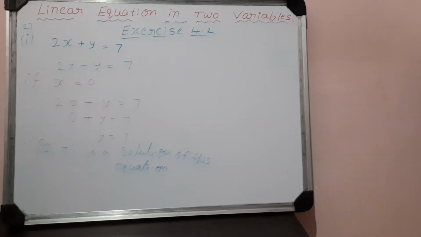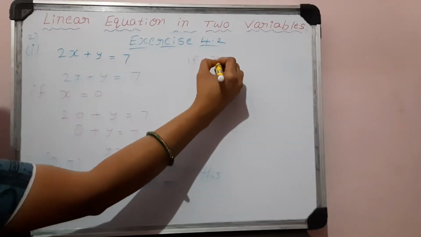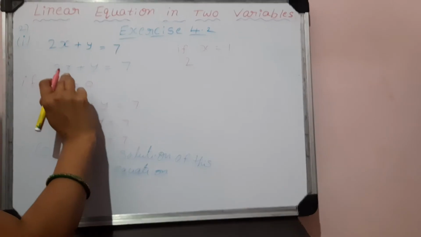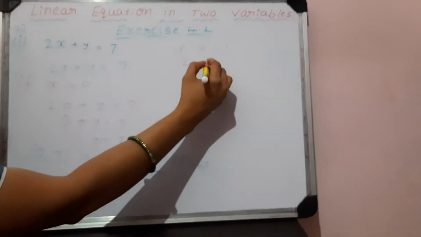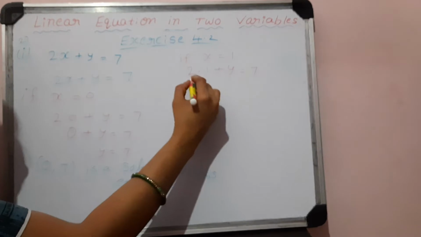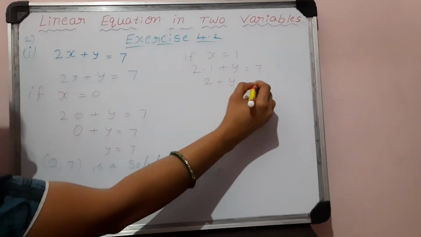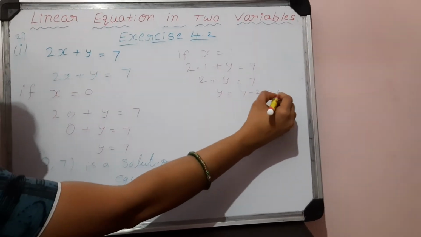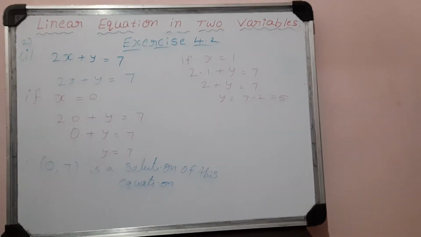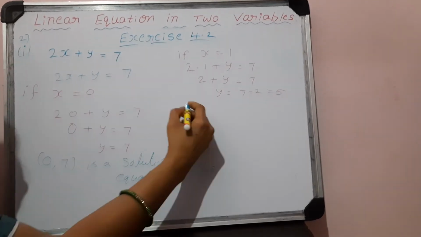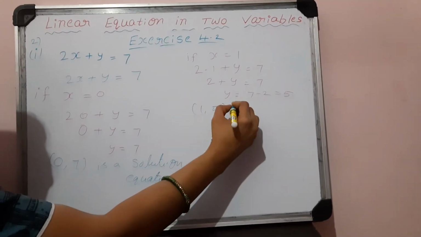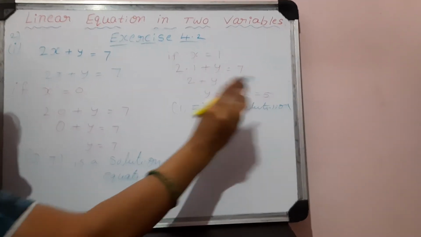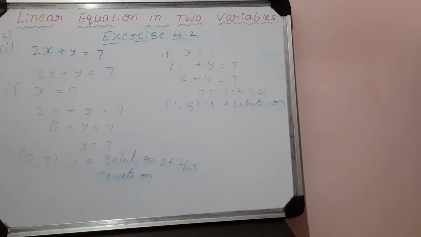Same like that only. If x is equal to 1. Second case, if you take x equal to 1, you can substitute in this linear equation. 2 into 1 plus y equal to 7. 2 into 1 is 2, plus y equal to 7. y equal to 7, plus 2 that side going means minus 2, so 7 minus 2, 5. So 1 comma 5. 1 comma 5 is a solution of this equation.